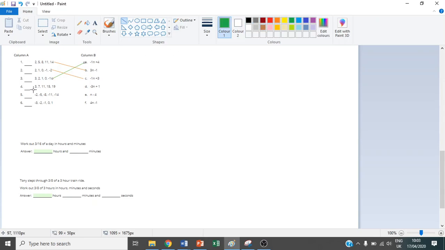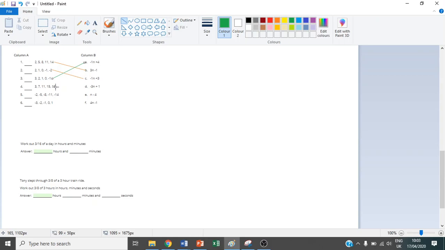Next one, 3, 7, 11, 15, 19. These ones are going up. They're going up by 4s. Okay, so looking over here, it's none of those. I've already used all of those. This one's going down by 3s. This one's going up by 1 because it's 1n. This one goes up by 4.